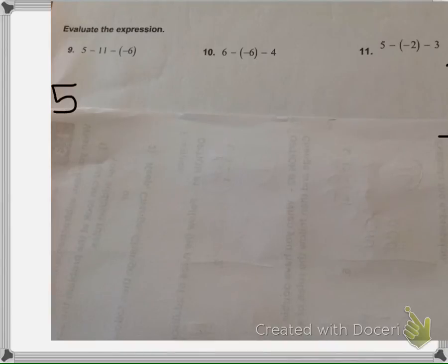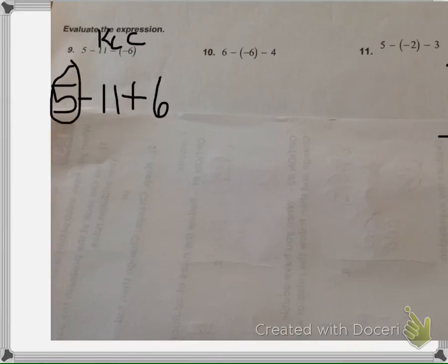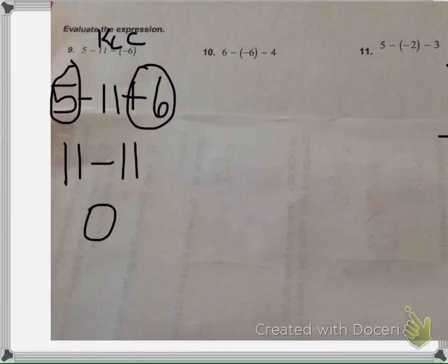So the 5 minus 11 is fine. We're going to keep our 11, change our subtraction to addition, change our negative 6 to the opposite. Now, this problem, we could look at that. We have a positive and a positive. 5 plus 6, that's 11, minus 11, which is 0.